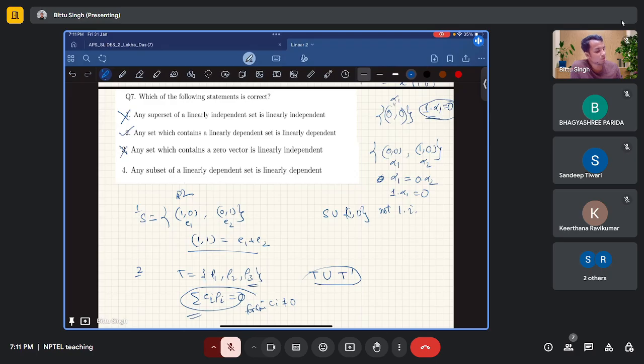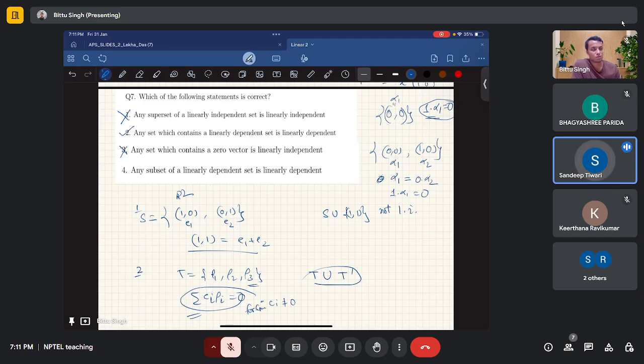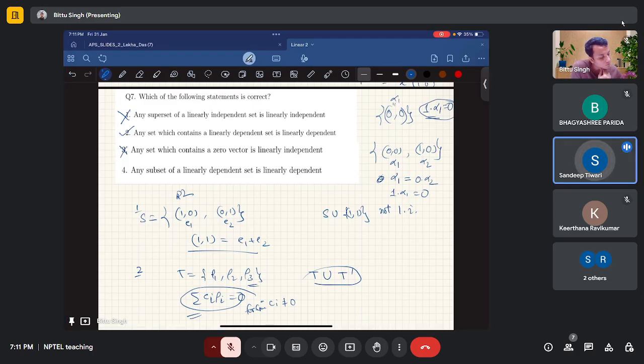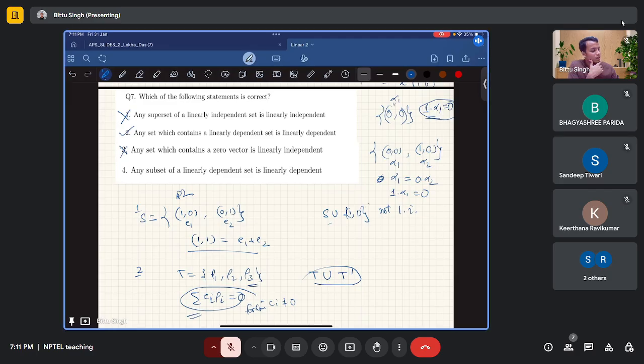Any subset of a linearly dependent set is linearly dependent. So this is option A; by option 1, option 4 is false. By example, in option 1, option 4 is false. By the same example, you can see that S union (1, 1) is linearly dependent, but its subset S is independent. So this is also false.